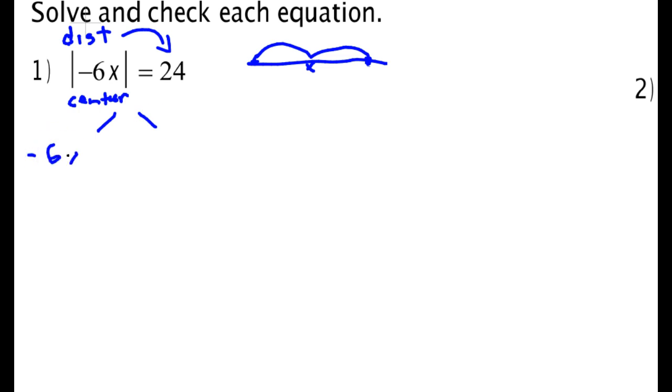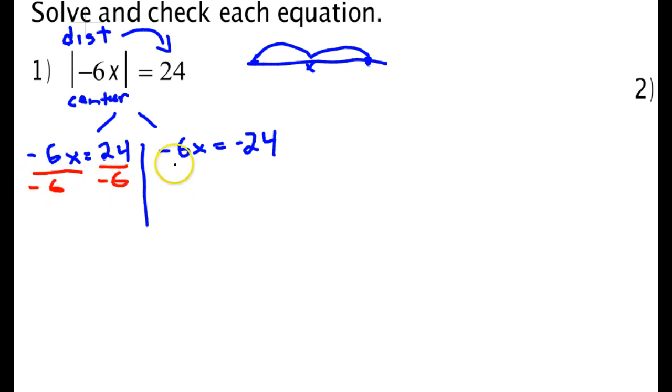Negative 6x equals positive 24. So negative 6x is like our middle. And by saying this, what's 24 to the right, positive. And then we're also doing the same thing. Negative 6x is the middle. What is 24 the other way, negative? So we just have to solve those. You write this down if you don't have it.